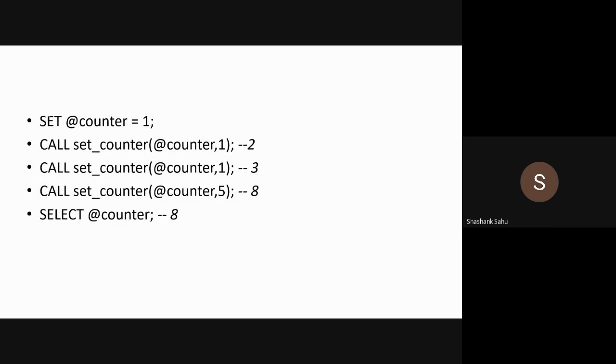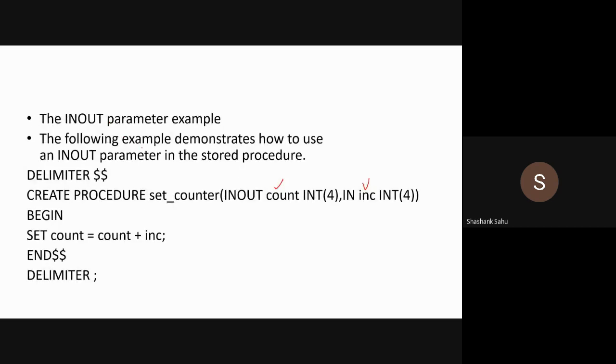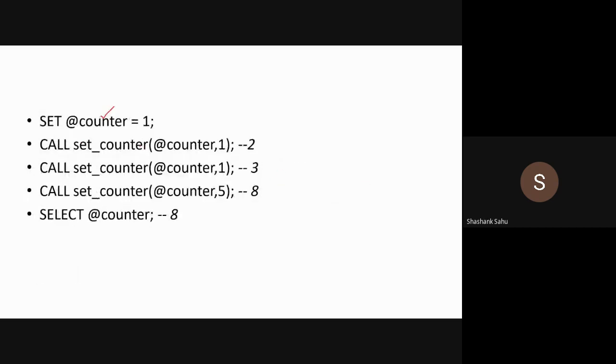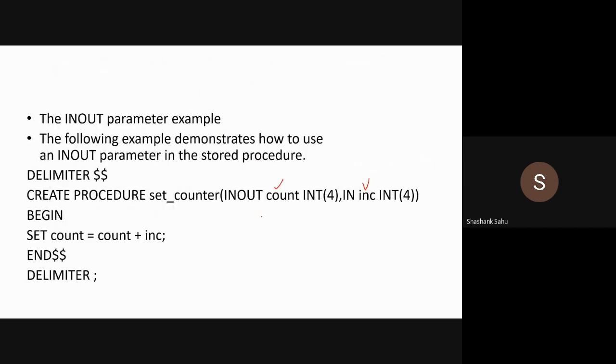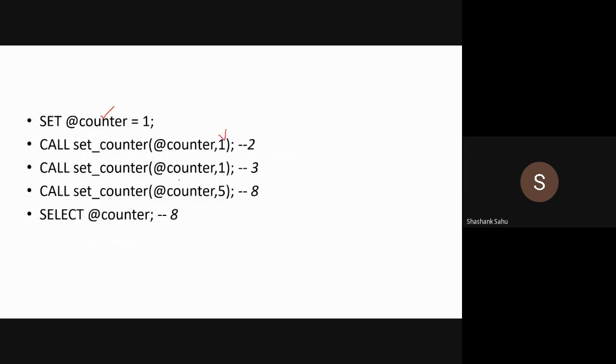So we set the counter equal to 1, and this counter will be stored in this count variable. By default the counter value is 1, it will be stored, and here we are giving the increment value as 1. So 1 is already stored because it is an in out parameter, so it will maintain its value. So 1 is added, it becomes 2.